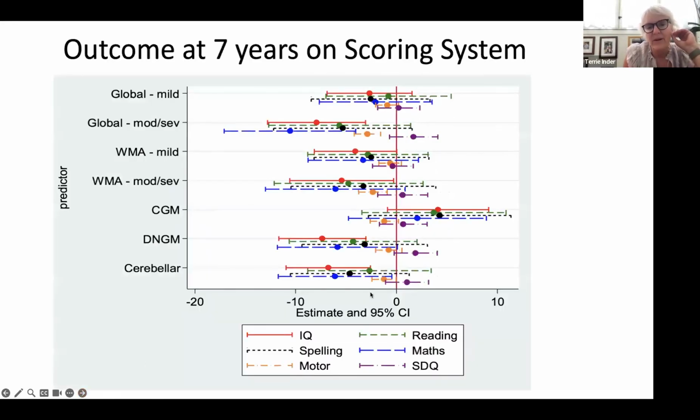Why does it matter? Because when you look at their follow-up, and this is 7 years after they left the neonatal intensive care unit, their performance academically, whether it's IQ or spelling or math, related to the presence of these abnormalities. So global abnormalities, white matter abnormalities, deep grey matter abnormalities, or cerebellar abnormalities, these were present. They were associated with about a 7 IQ point deficit.